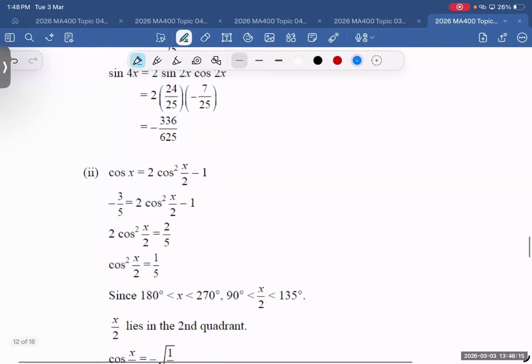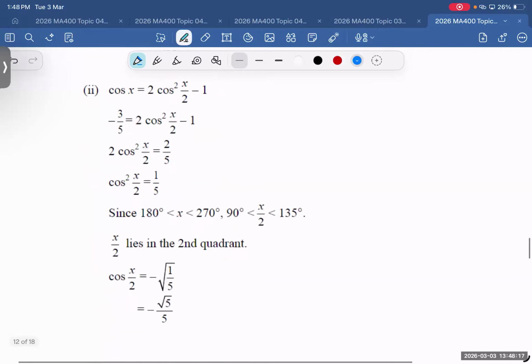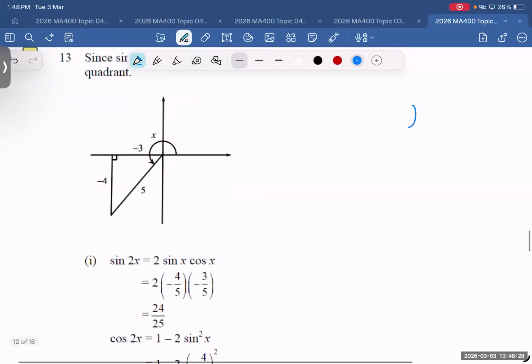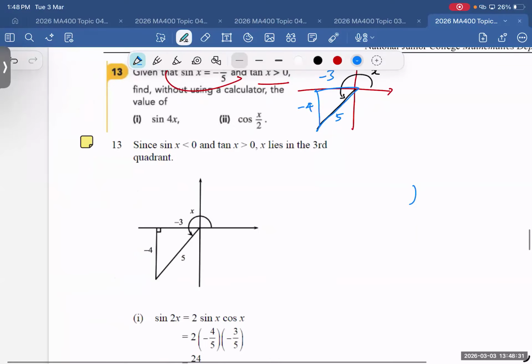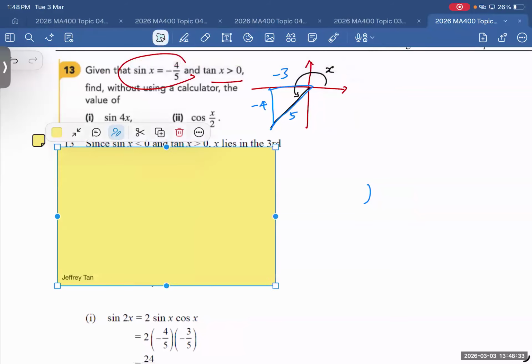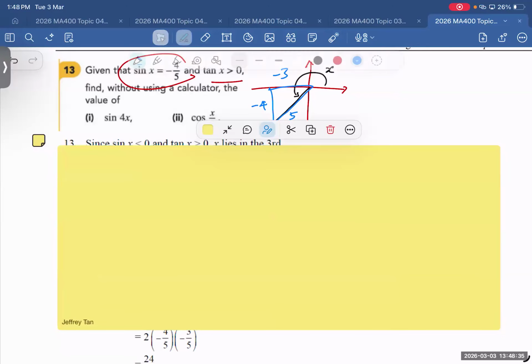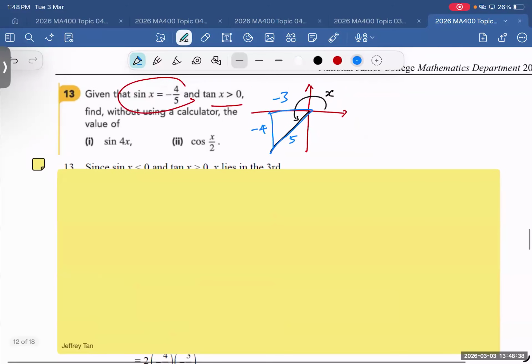Okay, I go on to part 2. Question 13, part 2. No one? Part 2. Okay. For 13 part 2, I go to cosine x over 2, right? I know that first, from the earlier one in part 1: cosine x is equal to negative 3 over 5.